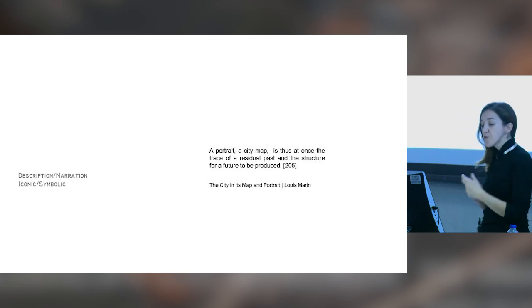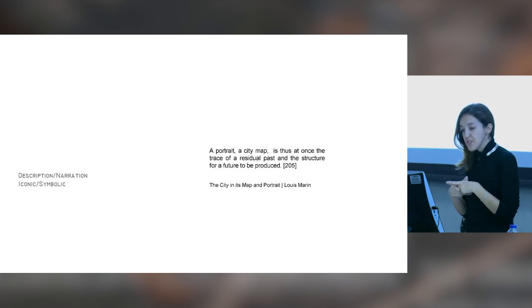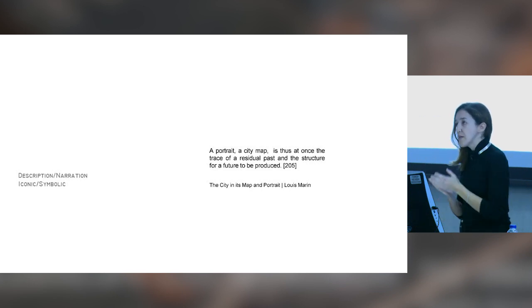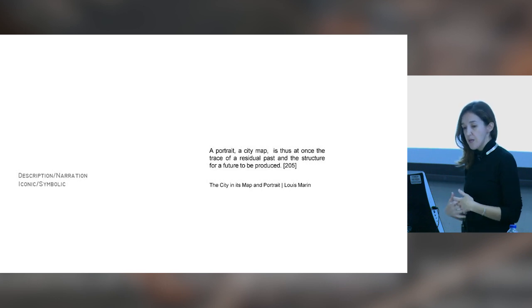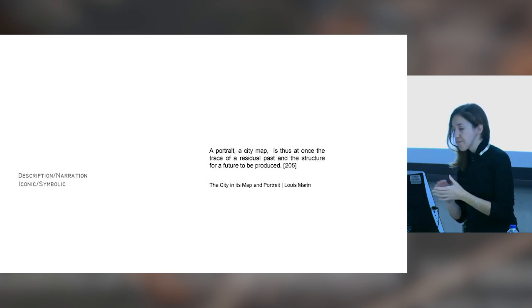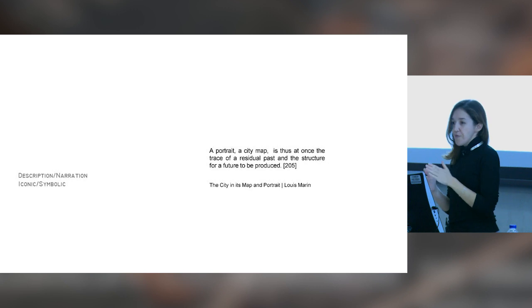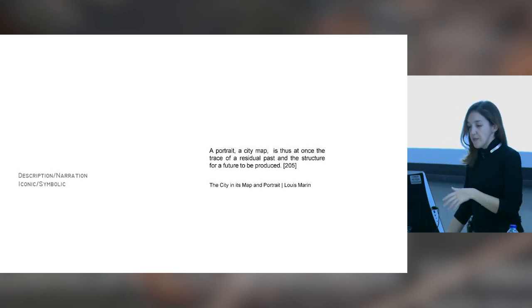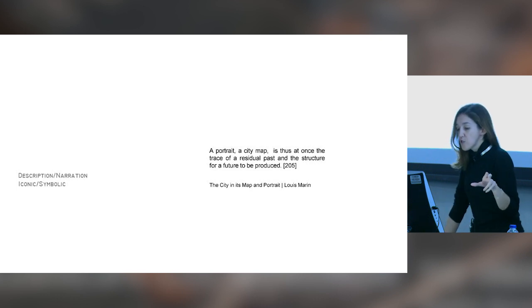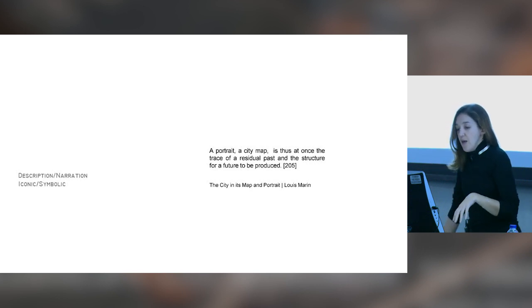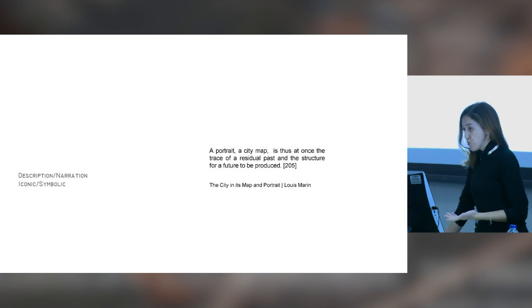And he puts forward the idea that the city map, and he uses it in a wider, encompassing way, where he brings together the portrait and the map, is a kind of construct. So it is something that we construct, and it is not about some sort of definite truth, but has a dual-sided way of operating. He said it is at once the trace of a residual past. So it is about recollecting things, finding things that are there, but it's also the structure for a future to be produced.